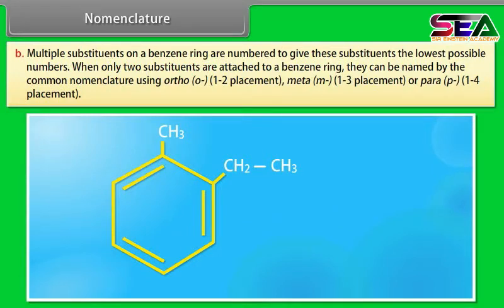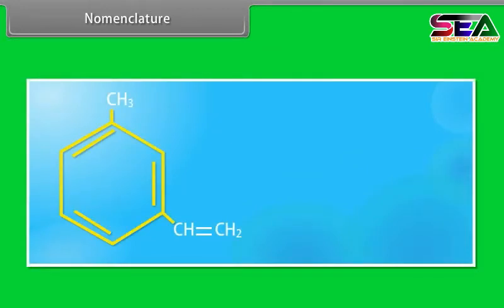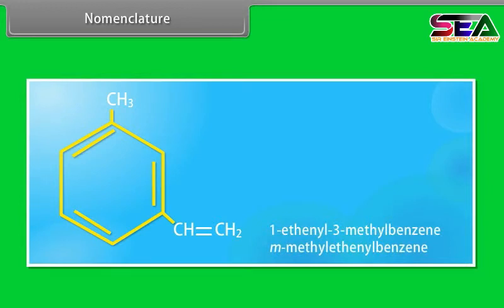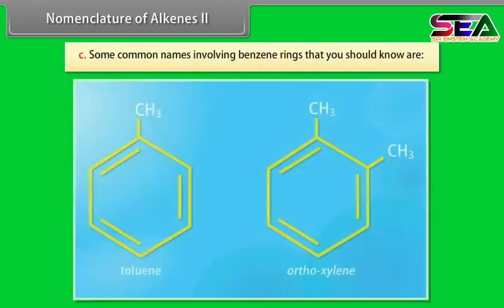Given compound is 1-ethyl-2-methylbenzene, o-methyl ethyl benzene. Can you name the given compound? It is 1-ethyl-3-methylbenzene, m-methyl ethyl benzene. Nomenclature of Arenes, C.